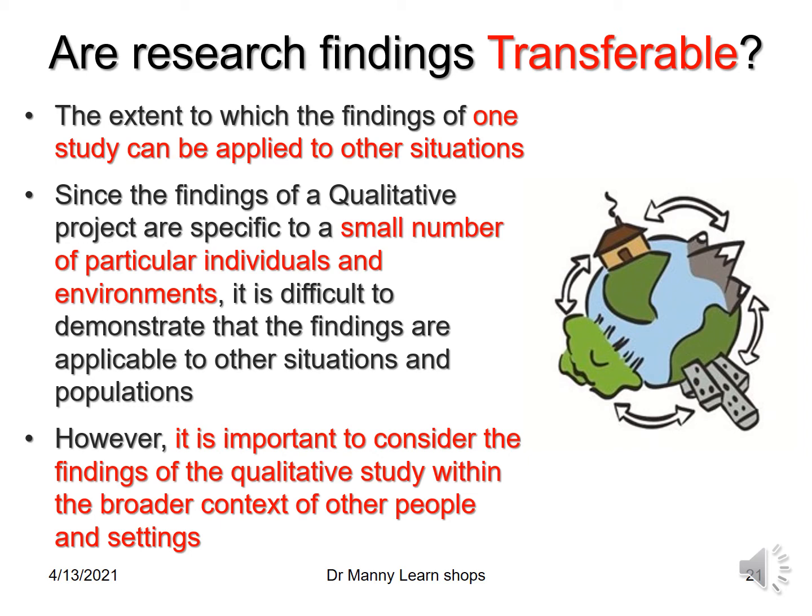Since the findings of a qualitative project are specific to a small number of a particular individual group or environment, it's difficult to demonstrate that the findings are applicable to other situations and populations, according to the academics. However, it's still important to consider the findings of a qualitative study within a broader context of other people and settings. Because again, what you find could be transferable to physicians, pharmacists, other healthcare providers.